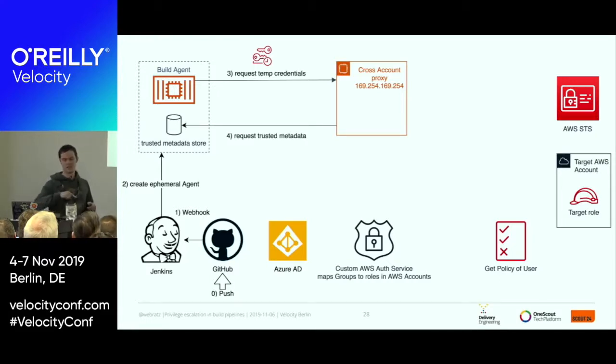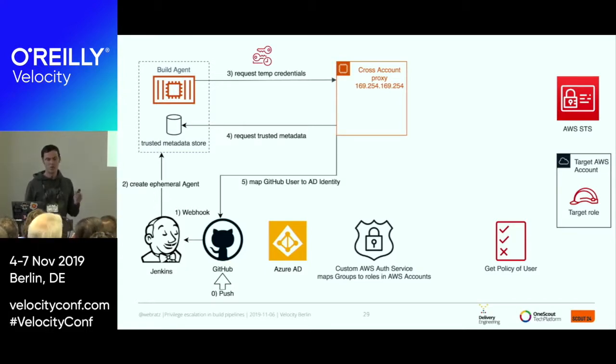It's checking this trusted metadata store to get the information like who committed, who pushed, which repo, and so on. So we have now the information who pushed. Let's say it was me. It was this WebRats guy, which is also the GitHub name. So we have no idea who is WebRats anyway. Nobody knows, especially not the company. So we need some mapping to map this to a real person.